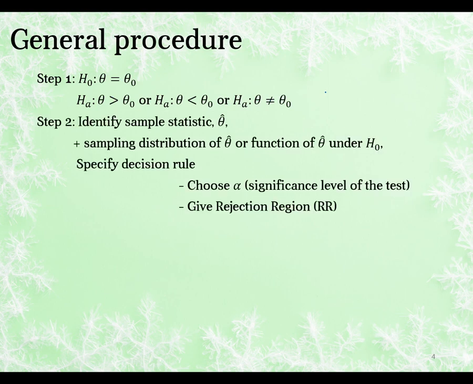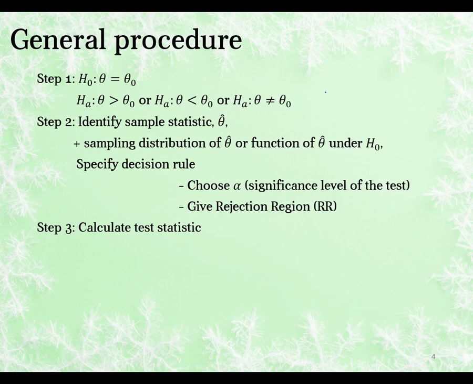Then our second step, which we looked at in the previous video as well, looks at identifying what sample statistic we are going to use. Then we look at the sampling distribution of that sample statistic, or a function of that sample statistic under the null hypothesis, which is then called our test statistic. So that function of our sample statistic is called a test statistic. Then there will be a decision rule, which is based on the distribution of that sample statistic, or the test statistic, and then we will choose alpha, which is the more important risk, as we saw before, and we will give a rejection region. Then we will calculate our test statistics, so we'll gather our data.